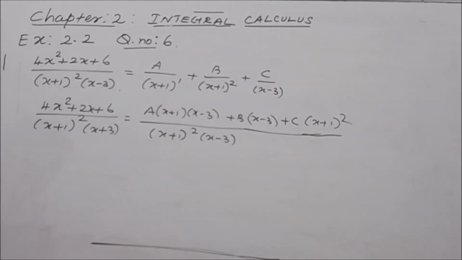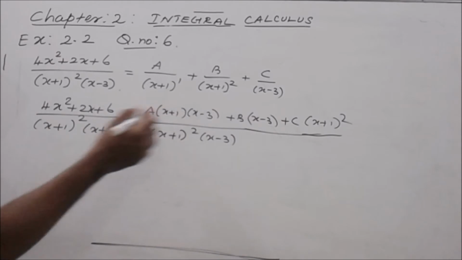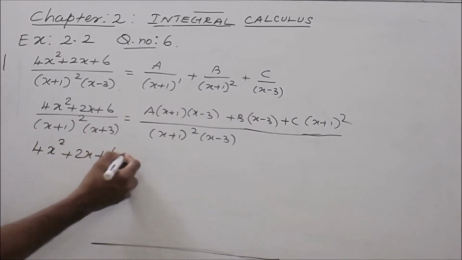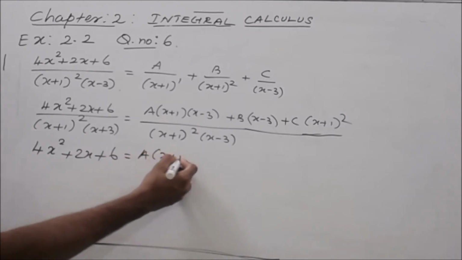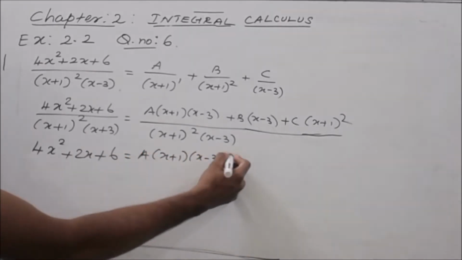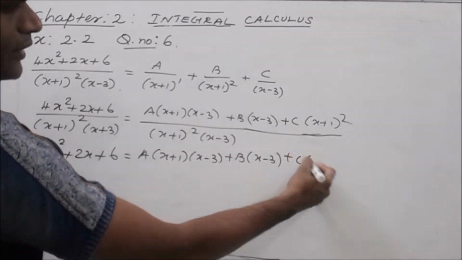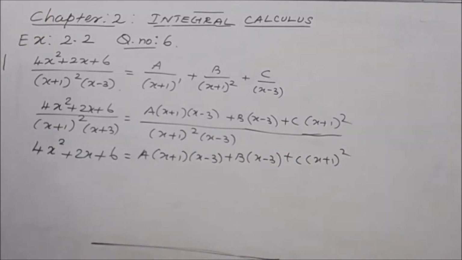Now equating this, the denominator gets cancelled. 4x² + 2x + 6 is equal to A(x + 1)(x − 3) + B(x − 3) + C(x + 1)². Let it be 1. Now we should find the values of A, B, C by using equation 1. Here I am going to use the equating coefficient method.